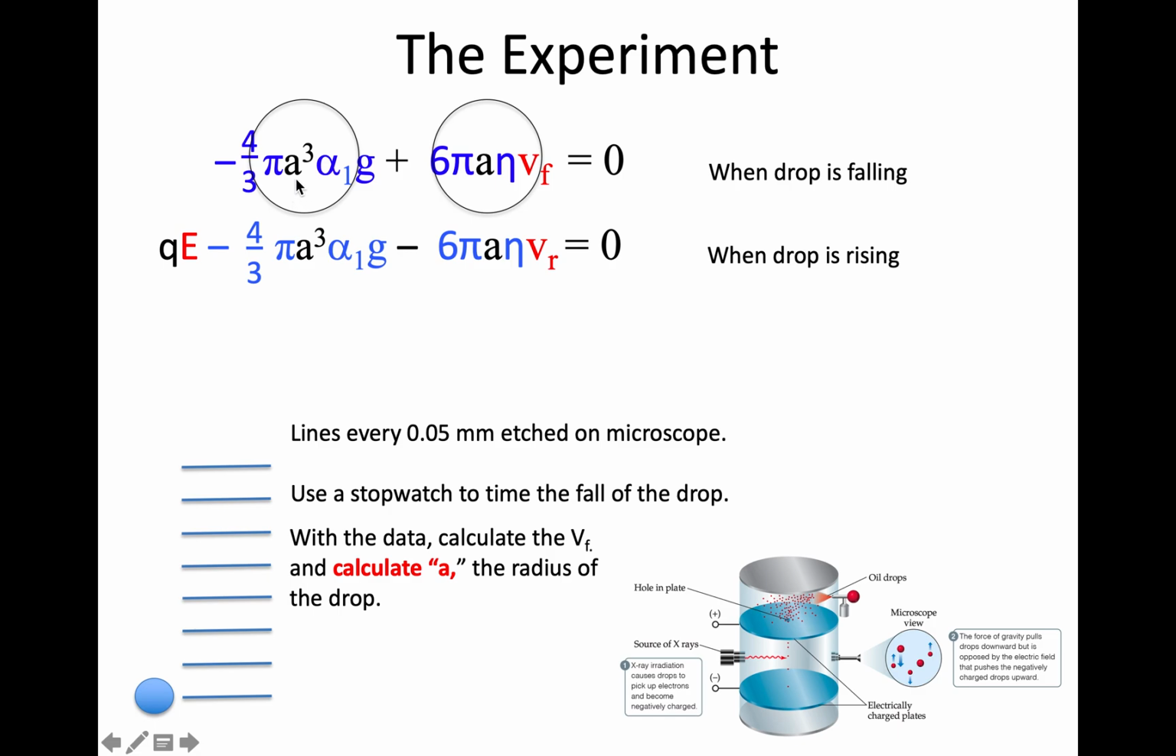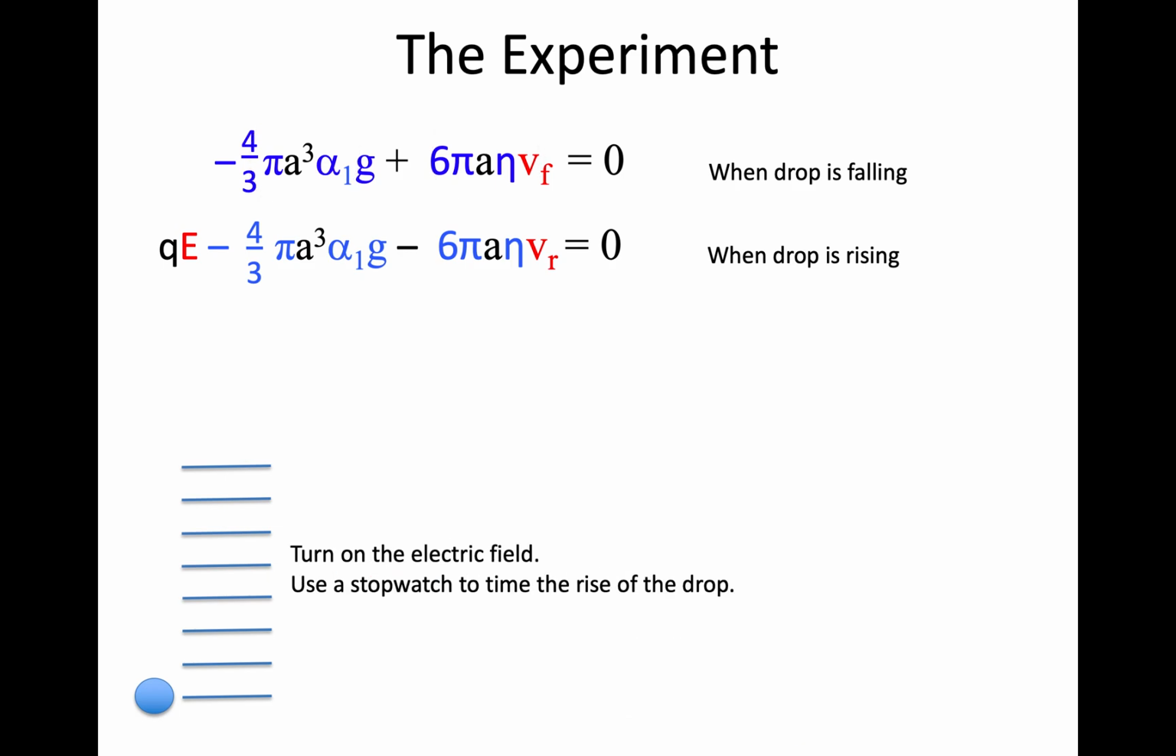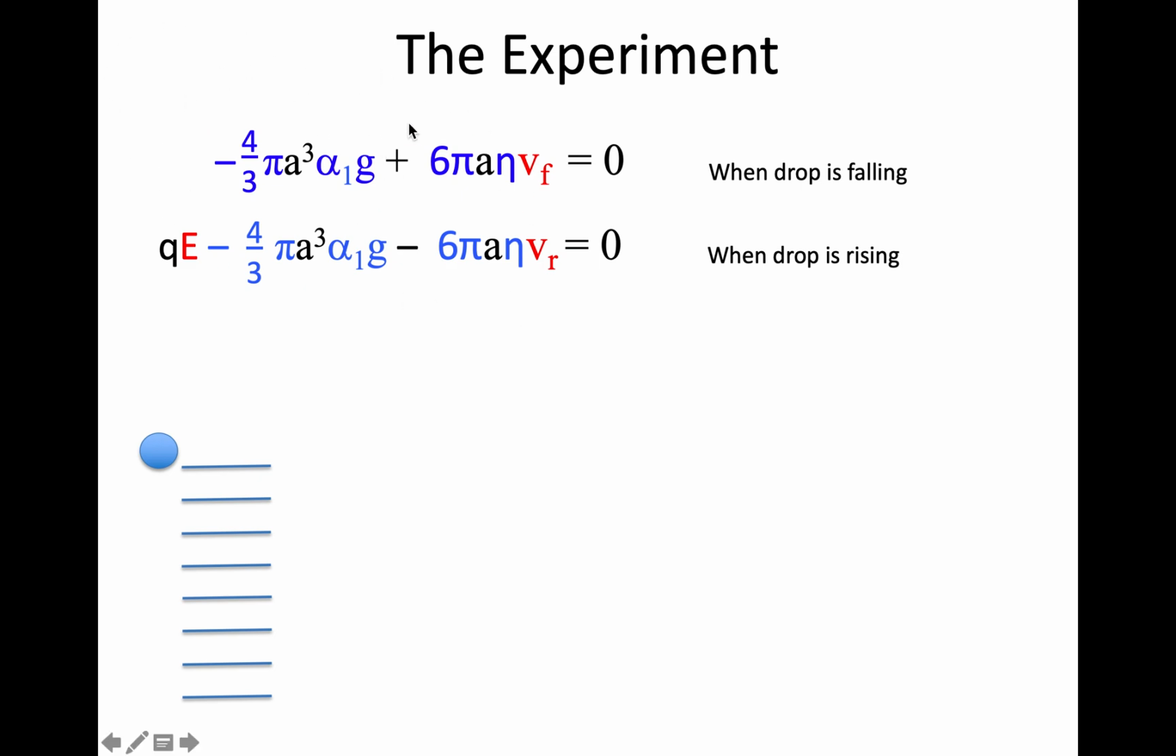That same drop then, turn on the electric field, and now time it as it's going up. The only variable in that expression, since he's figured out the size, would be the charge. So he would take the same drop, and again, he would have it fall and time it, have it rise and time it. So the same drop he might experiment on 10 minutes, 20 minutes, again and again, in order to get a better understanding of these particular values.